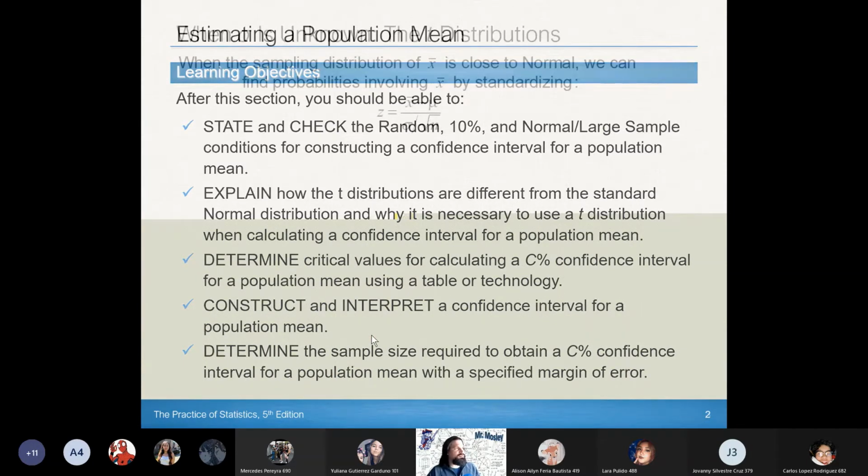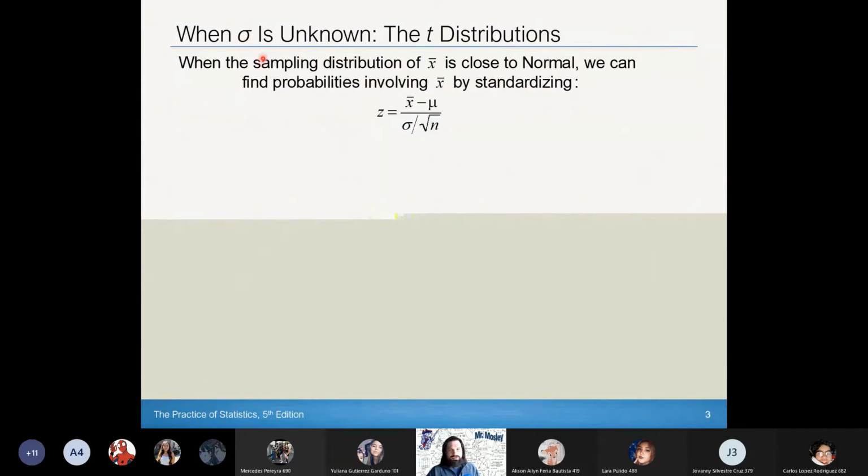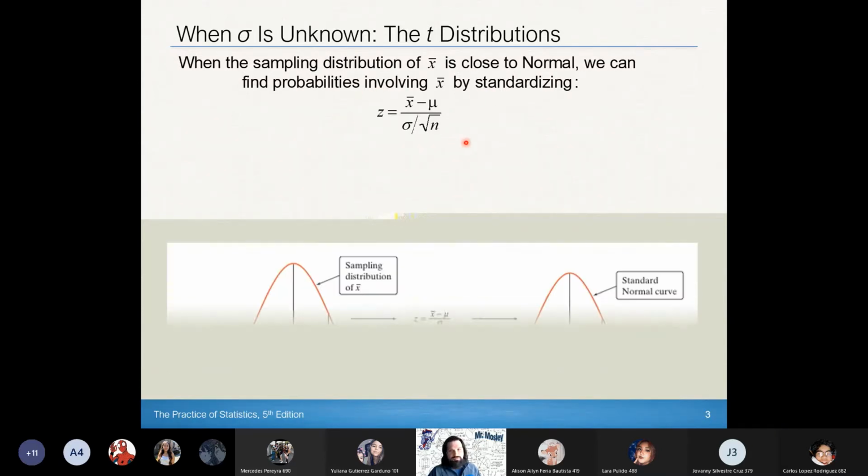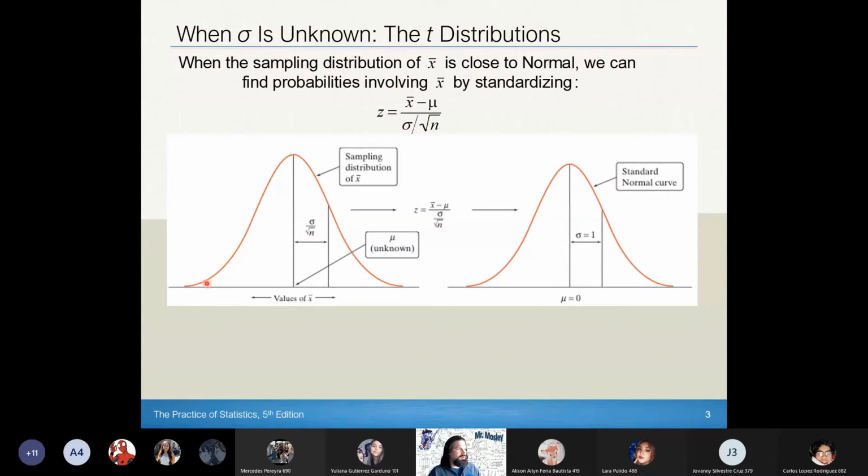So first, when sigma, right, our standard deviation is unknown, we use the t distributions. Right, when the sampling distribution of x bar is close to normal, we can find probabilities involving x bar by standardizing. This is what we've done previously. Right, we have our sampling distribution of x bar, we standardize it, and we get our standard normal curve with a standard deviation of 1 and a mean of 0. That's what standardizing does.